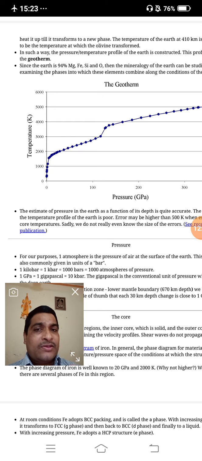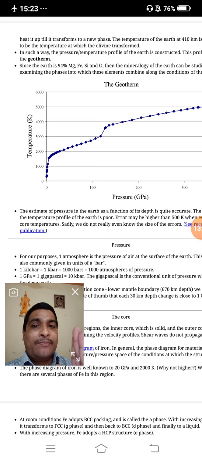Suppose the temperature is 0 to 100 degrees Celsius, the pressure is 0 gigapascal, and when temperature rises from 1000 to 2000, the pressure also increases, up to 10 gigapascal. Again, if temperature is between 2000 and 3000, the pressure increases up to 125 GPa. Then when the temperature increases from 3000 to 4000, the pressure increases up to 150 GPa.